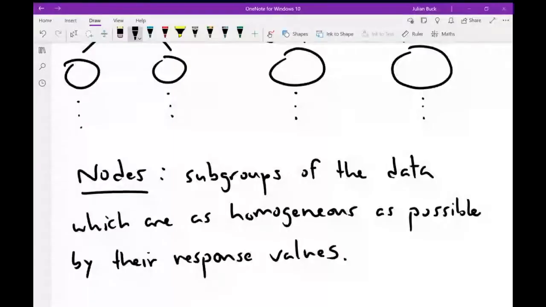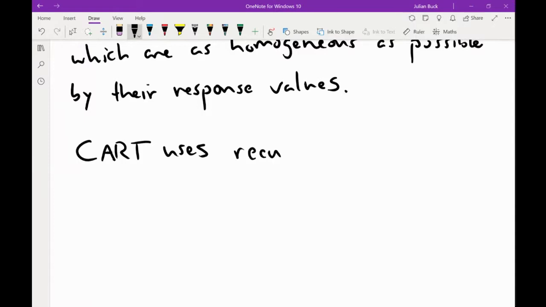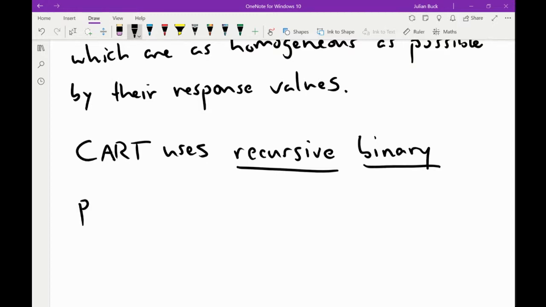Okay, so how does this happen? Here's the next place where we're going to start trying to carefully define some of these terms. CART, the algorithm that does this, uses what we call recursive binary partitioning. So there are three terms here. I've underlined them each individually because we want to define each of them.